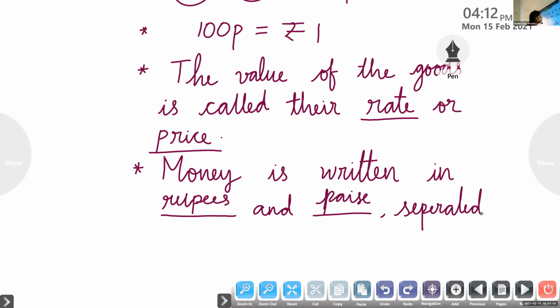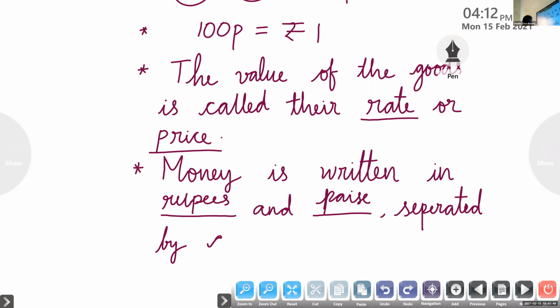S-E-P-A-R-A-T-E-D. Separated. B-Y. By. Money is written in rupees and paisa, separated by a dash.